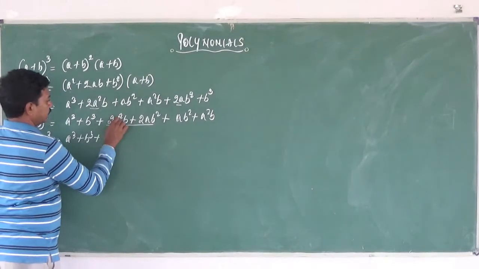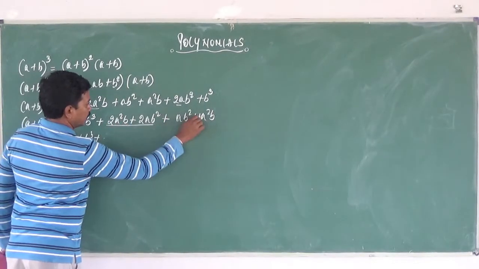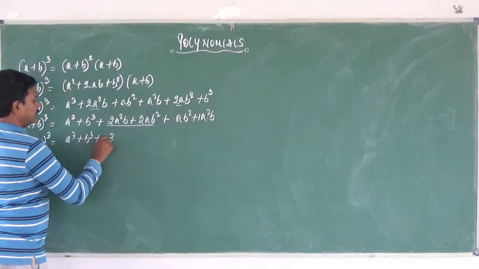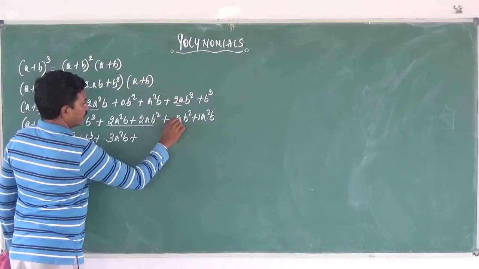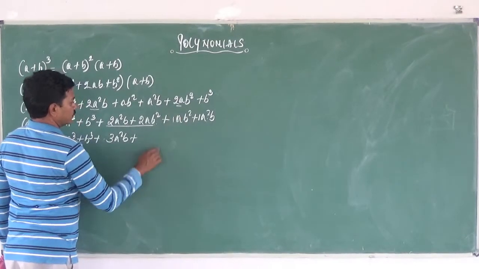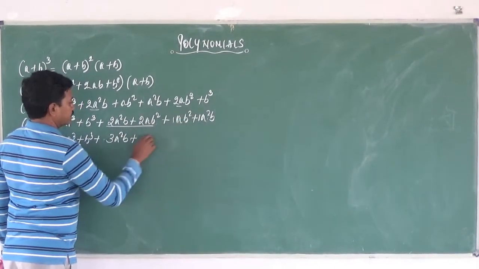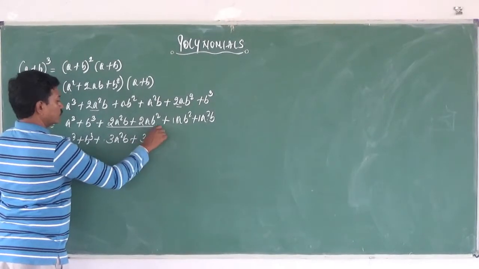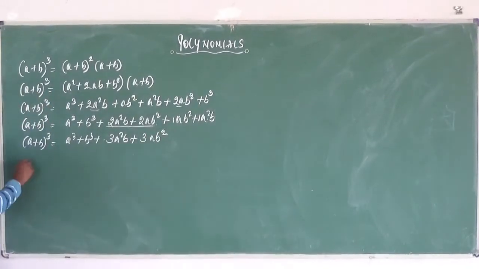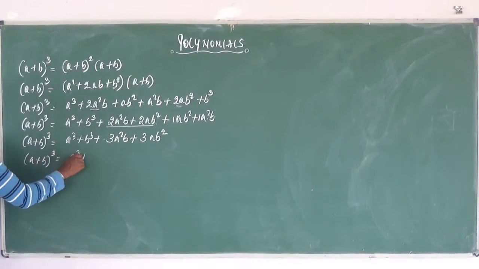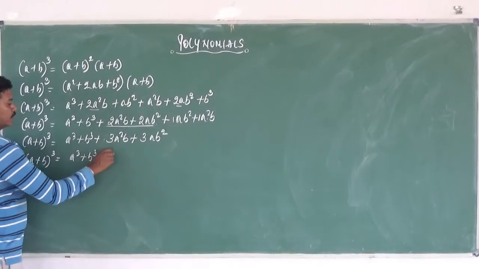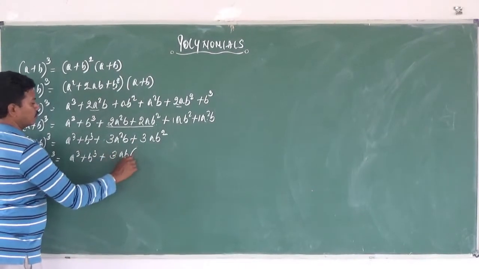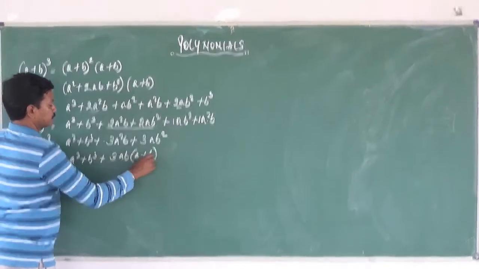So here 2a square b plus 1a square b is 3a square b plus 2ab square plus 1ab square, that is this 1ab square. So 2ab square plus 1ab square is 3ab square. Okay. We go to the next step. A plus b whole cube is equal to a cube plus b cube plus, I'm going to take 3ab as common here. If I take 3ab as common, I will be left over with a plus b.